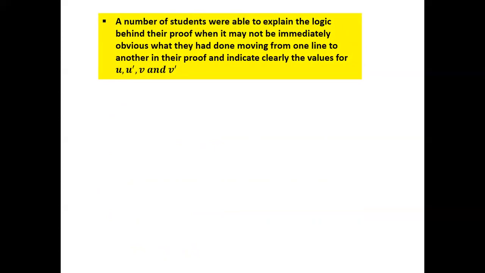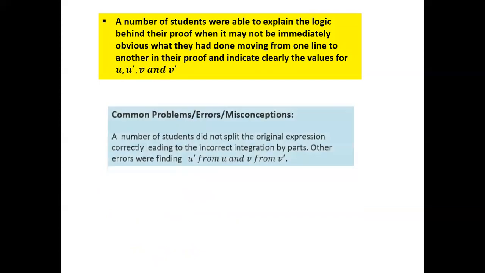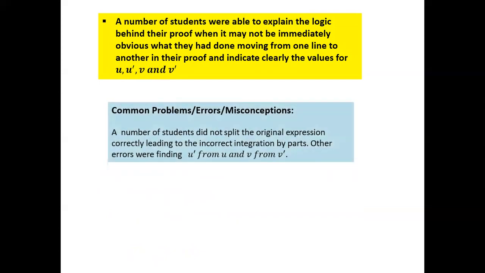A number of students were able to explain the logic behind their proof, and it may not be immediately obvious, but they clearly indicated what they've done moving from one line to another, and the values for u prime, v, and v prime. The common problem is that a number of students did not split the original expression correctly, so that's leading to the incorrect integration by parts. Other errors were getting u prime from u and v from v prime, so the differentiation and integration were the problem.